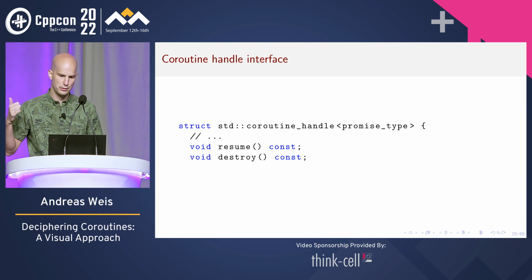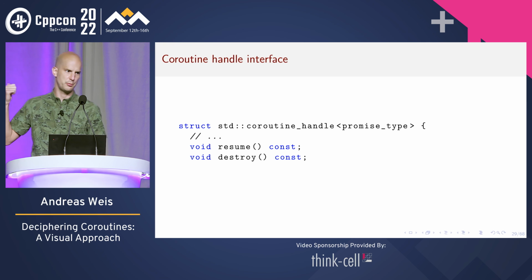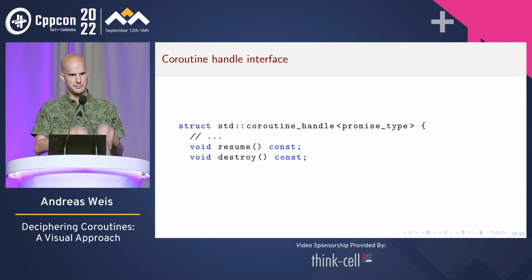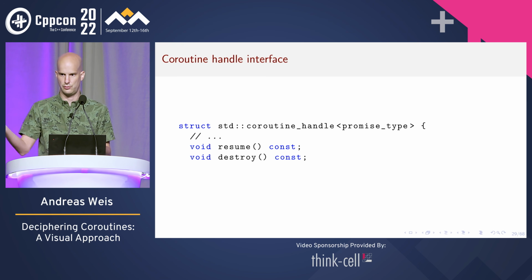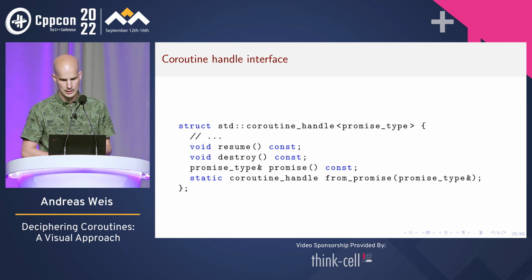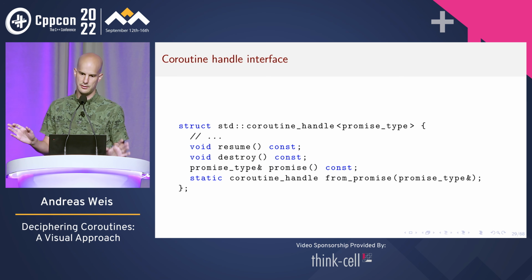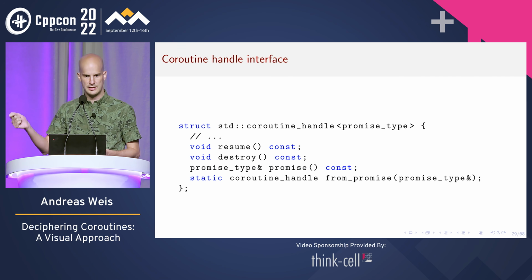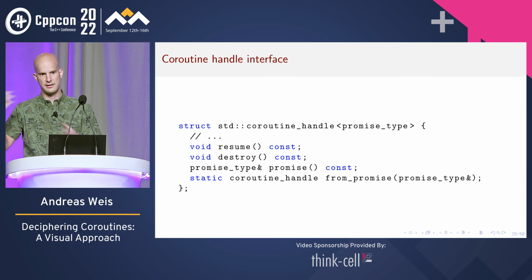And notice that the coroutine handle is not a smart pointer type, right? So you have to call the destroy explicitly. The coroutine handle is like a raw pointer. It doesn't destroy anything on its own when it goes out of scope. There's two more functions. They're not very exciting, but basically you can convert from a coroutine handle to the promise object and vice versa.